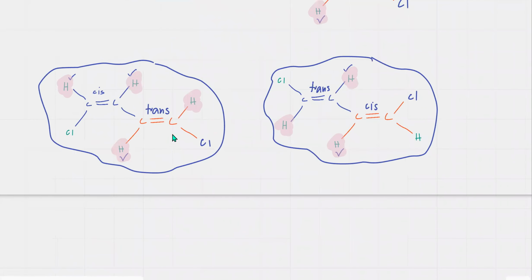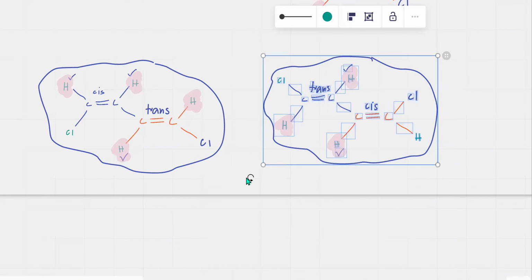The cis-trans is the same as trans-cis. I say at the moment it's not, because the Cl is pointing upwards over here, downwards over here, upwards over here, downwards over here. Basically, they're flipped around versions of each other.